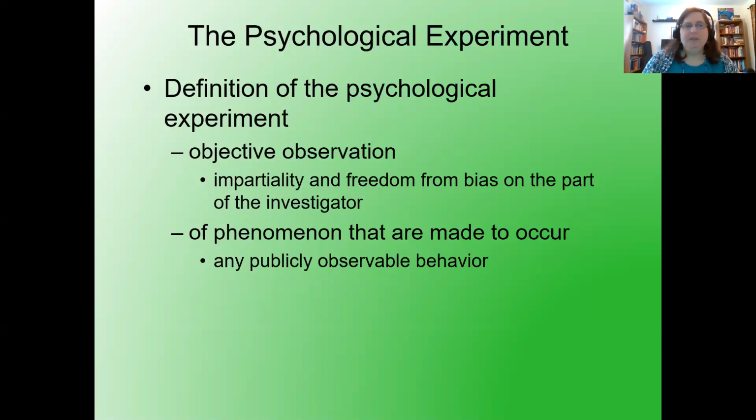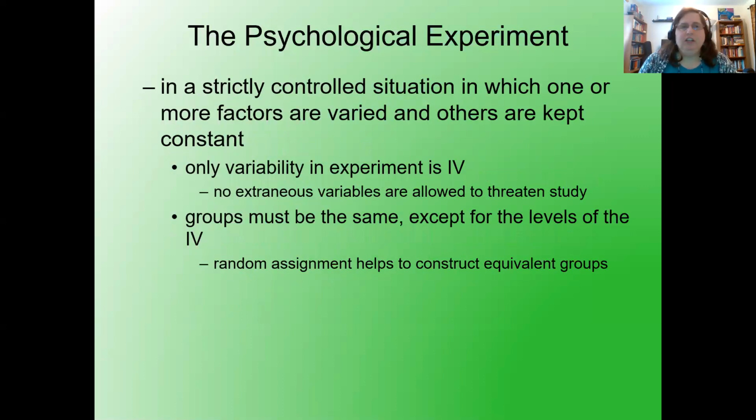So objective observation of phenomena that are made to occur: any publicly observable behavior, in a strictly controlled situation in which one or more factors are varied and others are kept constant. So in an ideal world, the only variability in the experiment is your independent variable. No other extraneous variables are allowed to threaten the study. So hopefully in my garlic study, the only moving part is whether you're in the garlic group or non-garlic group. That's the only difference between the groups. In all other respects, we hope the groups are exactly the same.